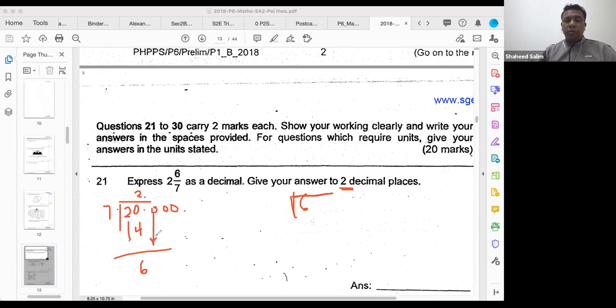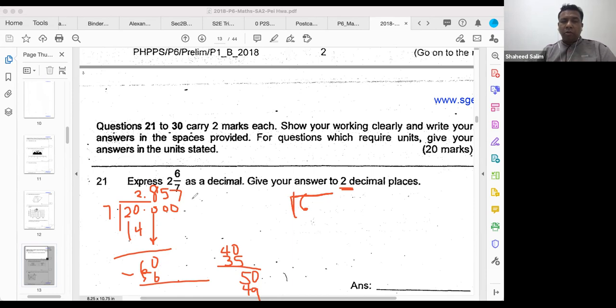Now you bring down the 0. 60 divided by 7, you get 7 times 8, 56. 8. You minus, you get 4. Bring down the 0, you get 40. So 35, which is 5. Okay, you minus, you get 5. Bring down the 0 again, 50. 42, 49, 7 times 7.